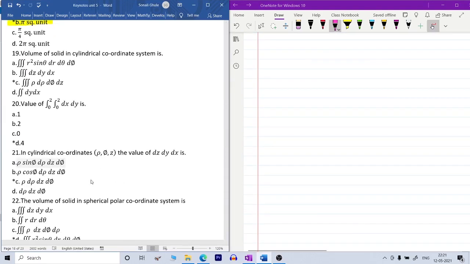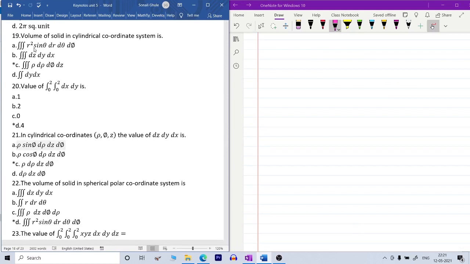Next we are going to see the volume of solid in cylindrical coordinate system. So always remember, in cylindrical coordinate system, this is your volume: triple integration rho d rho d phi dz. Okay, that is a formula that you have to remember.